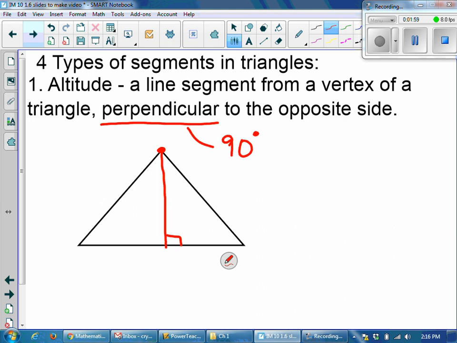The altitude could come from any of the 3 vertices. So it wouldn't have to start here at the top. If I drew a segment here and had it make a 90-degree angle with the other side, then that green segment would also be an altitude. A triangle will have 3 altitudes because it would have one of its own at each vertex.